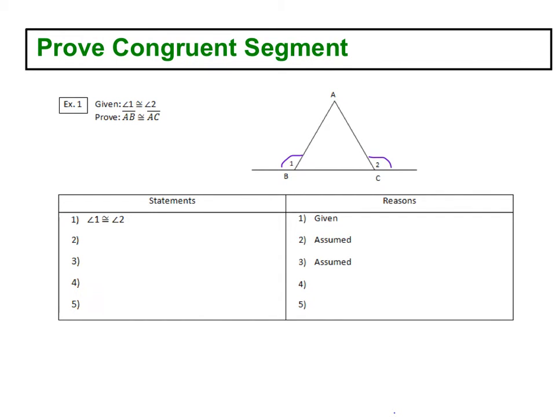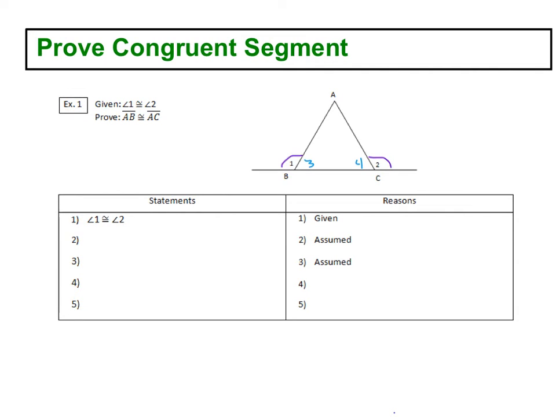Now, where we can go from that is we're going to go ahead and label in, I don't know if you guys have these labels. This is angle 3, and this is angle 4. So that may or may not be written in your notes. Go ahead and write that in if not.